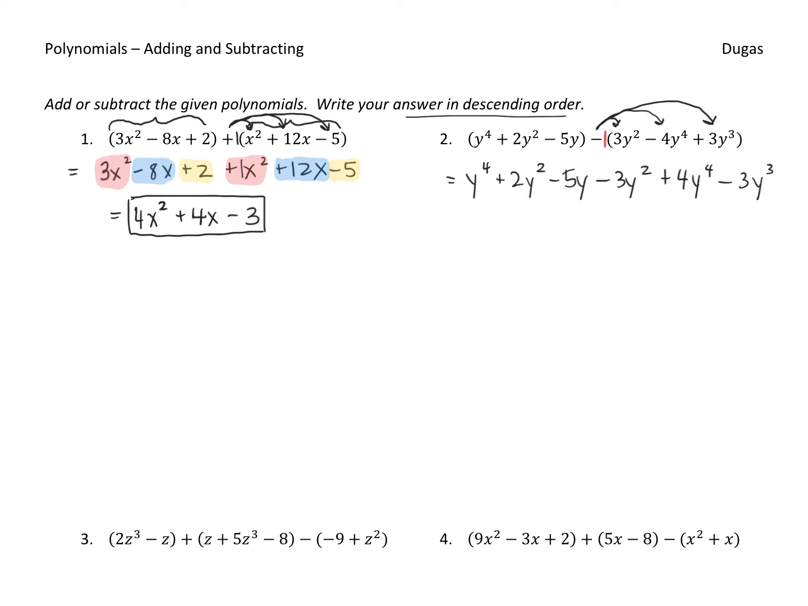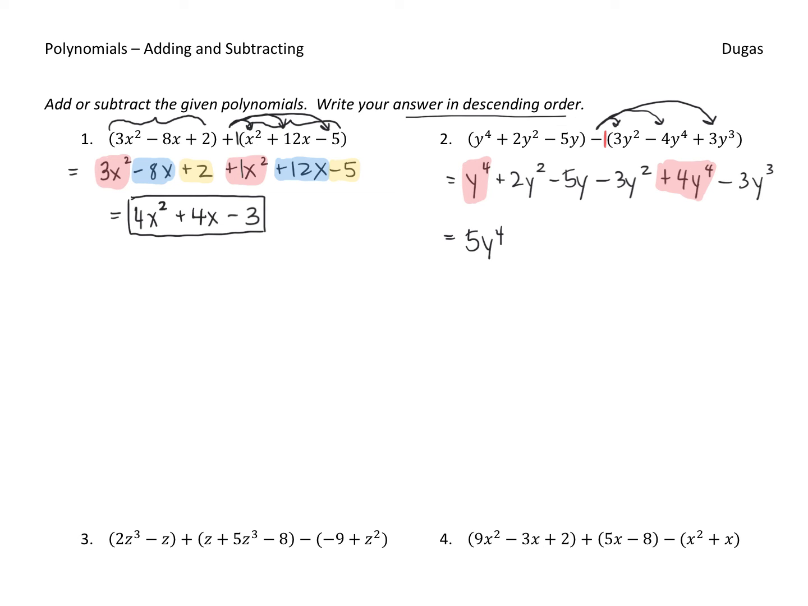And now I'm left with a problem similar to number 1. I'm simply looking for like terms. So the highest exponent I see is a y to the 4th, and I do have like terms. So 1y to the 4th plus 4y to the 4th gives me 5y to the 4th.